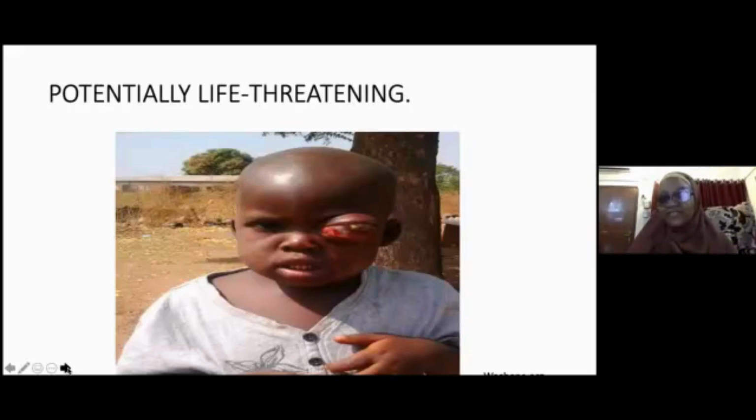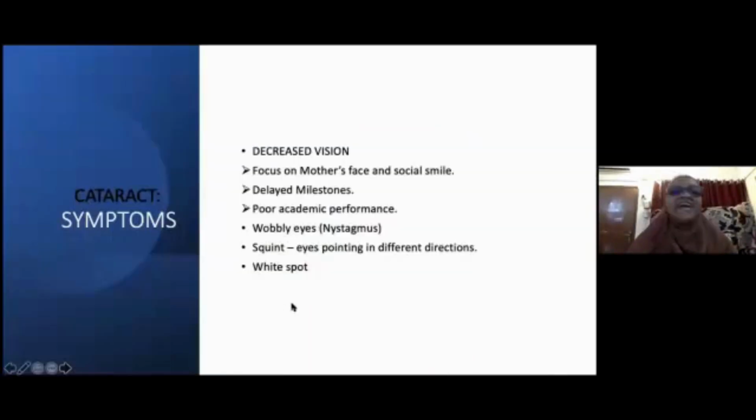Now, let's go back to cataracts. So what are the symptoms that you might have if a child has a cataract?